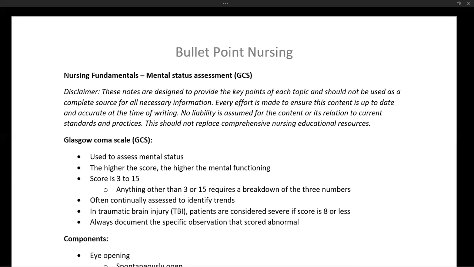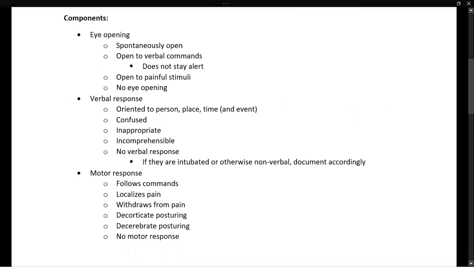In TBI or traumatic brain injury, the GCS is heavily used, and this is just one example of the use of the GCS. And in this case, patients are considered to have a severe TBI if they have a GCS of 8 or less. Let's look at the actual breakdown of the GCS.